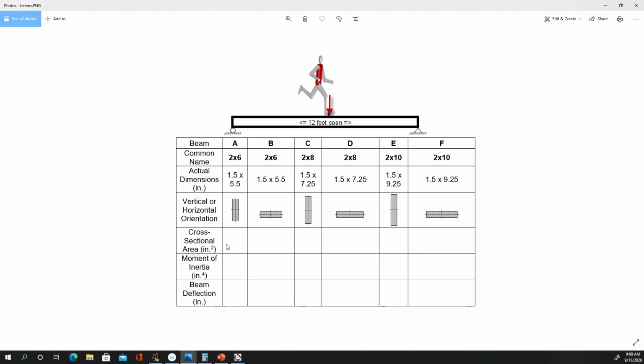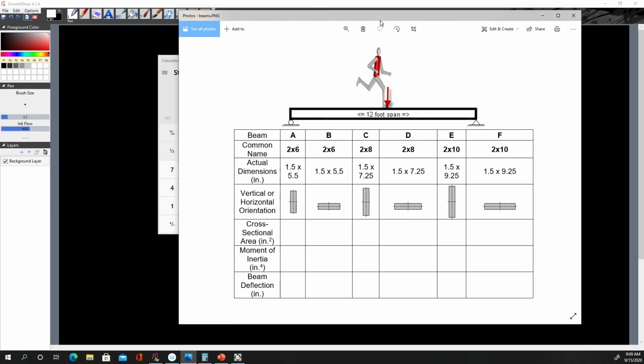I'm going to do this one as a sample. Cross-sectional area for all of these are going to be quite simple. You just take these two numbers and multiply them. So here's a common name, a 2 by 6. Just to let you know, common names like 2 by 4s and stuff have these names, but the actual sizes are always a half an inch smaller. That's just the way lumber is. It's the way they're milled.